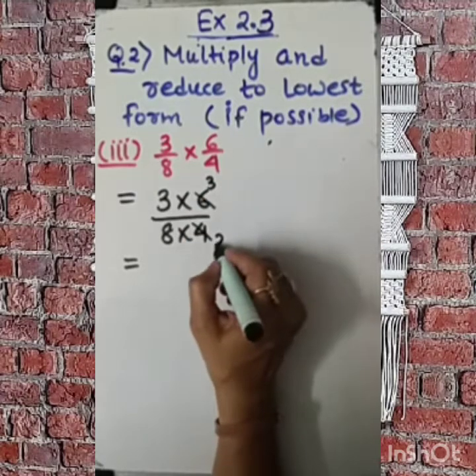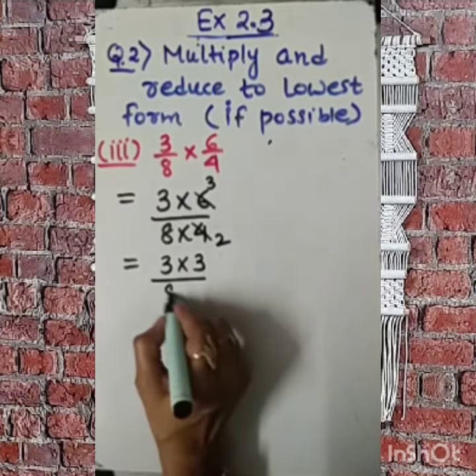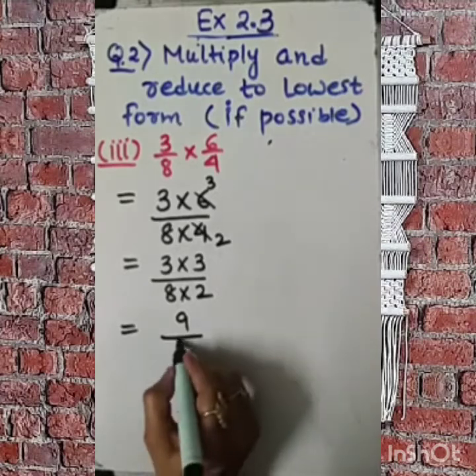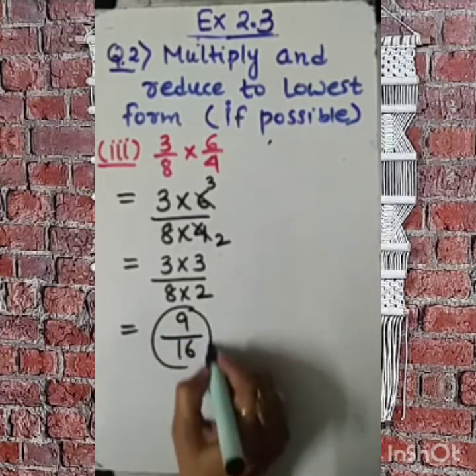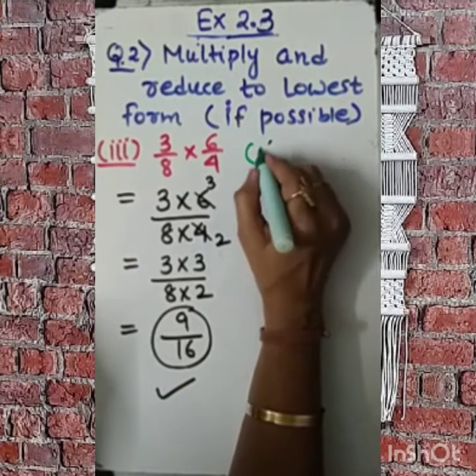2 2 4. So in numerator 3 into 3, in denominator 8 into 2. 3 3 9. 8 2 16. So this is the answer. That is again a proper fraction, so we can't convert it into a mixed fraction. Okay. Let's see what we are given in the fourth.